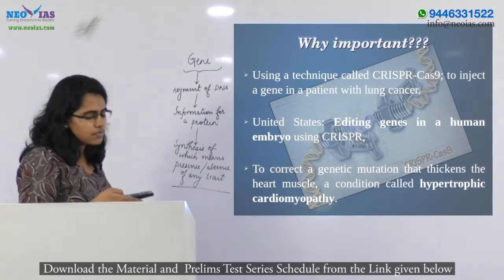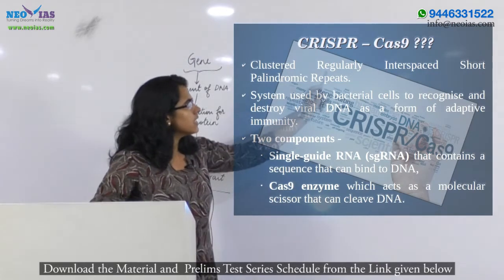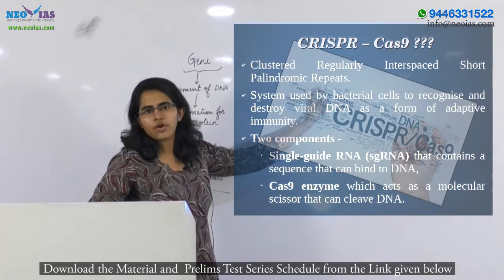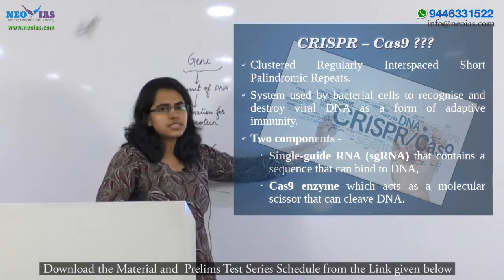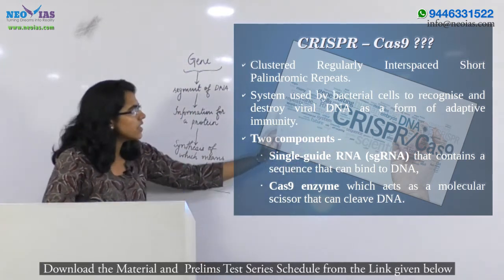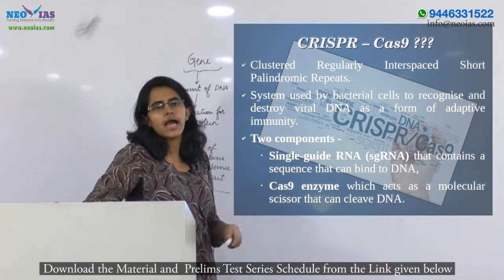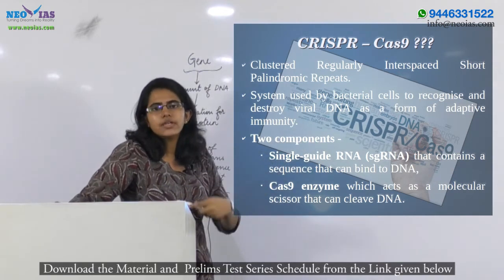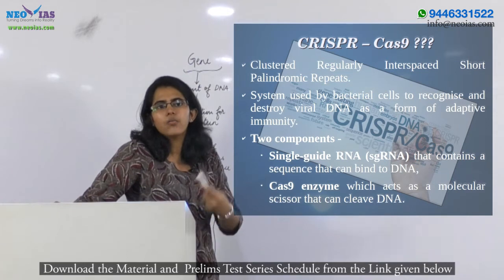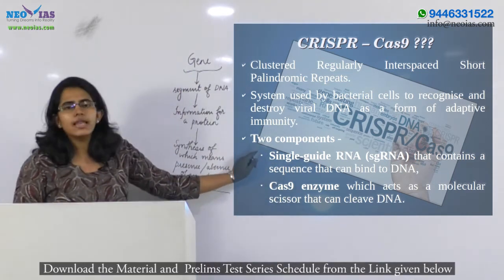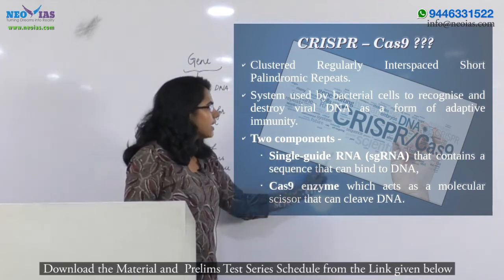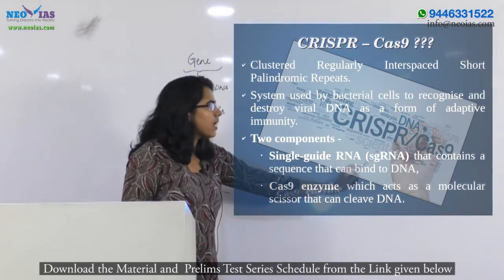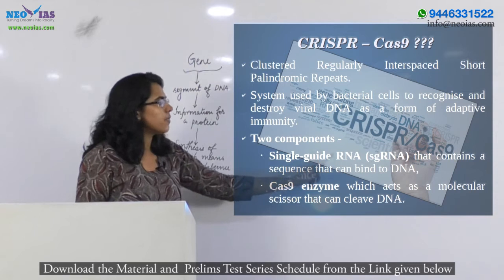The CRISPR term stands for clustered regularly interspaced short palindromic repeats, and it is a system mainly found in bacterial cells to recognize and destroy viral DNA as a form of adaptive immunity. So it is mainly to identify as well as destroy viral DNA. The system mainly consists of two components. The first is the single guide RNA, or sgRNA, that contains a sequence that can bind to the DNA.